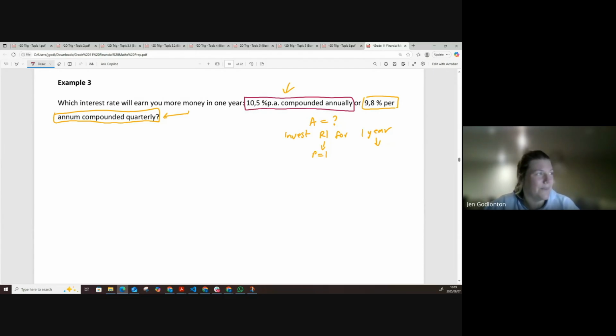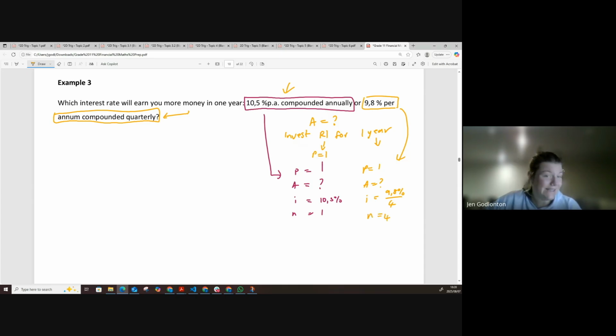I love it. Okay. So when we work with this situation, I'm going to P-A-I-N. Our P, we're making 1 Rand. Our A, we don't know. Our I is 10,5%, and our N is 1. And then in our yellow situation, our P is still 1. Our A, we still don't know. Our interest rate is now 9.8% over 4 because it's being compounded quarterly, and our N is going to be 4. So if we get that, now we're good to go.